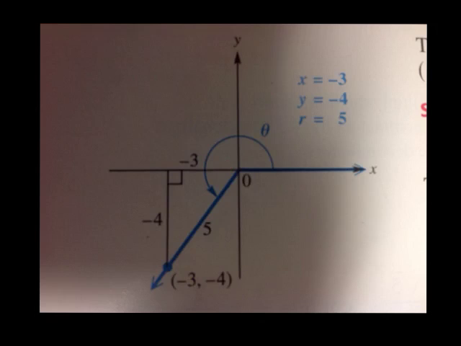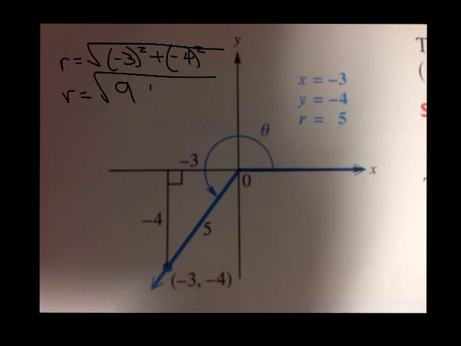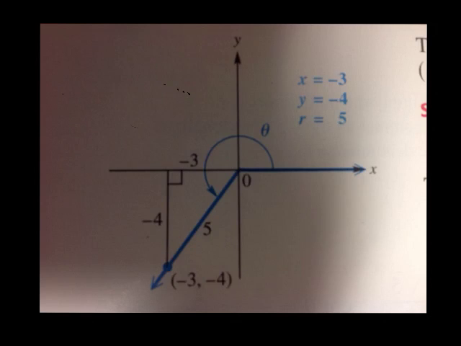If I wanted to find my r value, my radius right there, I'm going to do r equals the square root of x squared plus y squared. So r equals the square root of 9 plus 16. So r equals the square root of 25, and the square root of 25 is 5. So that's where that number came from right there. So again, I had to do that with every one of my triangles. I have to find all 3 lengths. I have to know this one, and this one.